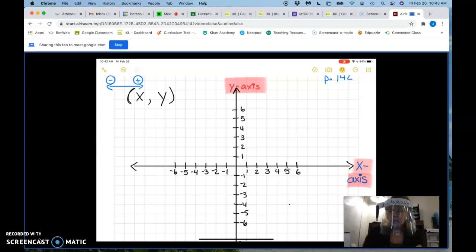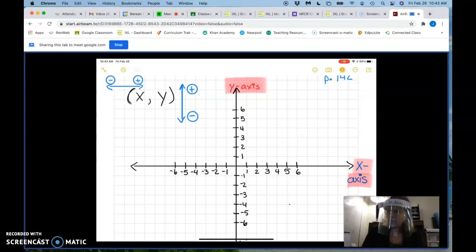That's right. And then what about y? Which way do I move? Up or down for this one? So I go up if the number is up if it's positive. That's right. Down if it's negative. That's right.